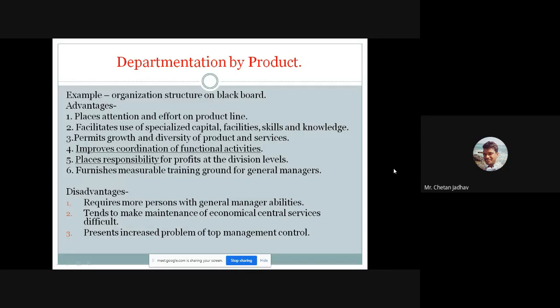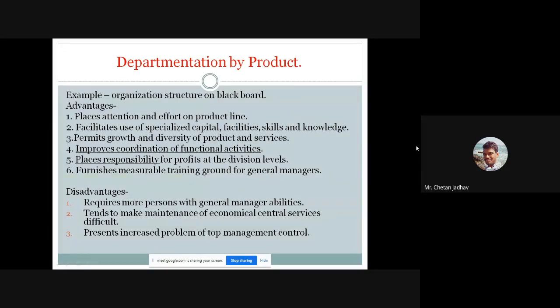Second, it facilitates use of specialized capital, facilities, skills, and knowledge. This is a very important advantage for the organization. Whatever amount is already defined for that particular product, we can easily analyze that specialized capital cost. Suppose we are assigned 100 rupees for that product, and we make that product in near about 95 rupees. So we are saving 5 rupees per product at the manufacturing level only. And further, we see the product cost in marketing and sales, where the profit is also different. So we can easily analyze the specialized capital cost, then the skills required for that particular product, and then knowledgeable staff or employees.